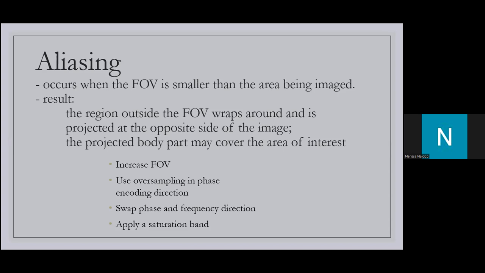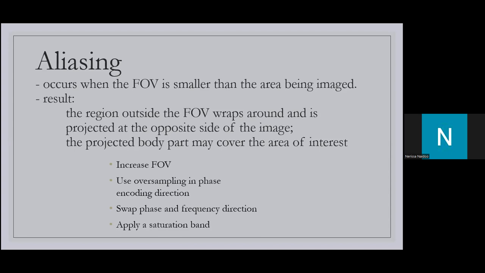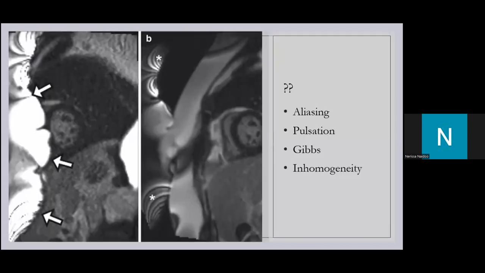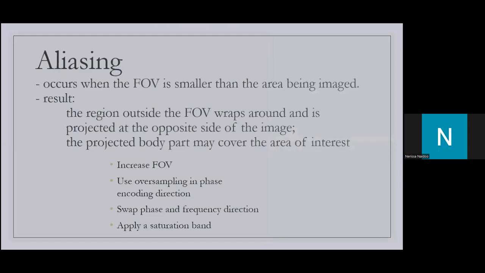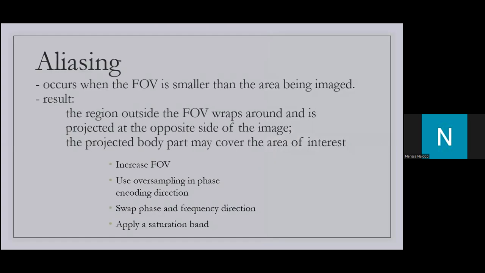So instead of, if we go back, sorry, I'm just going to go back here to show you. So here we've got the artifact along the lateral aspect. If we swap our phase and frequency direction, you may find the artifact up there or down here, and your field of view then is clear. So that is another option that you could use. And finally, you could apply a saturation band over the area that is wrapping in. Basically, the saturation band is going to null any signal coming from the area that is unwanted, so to speak.